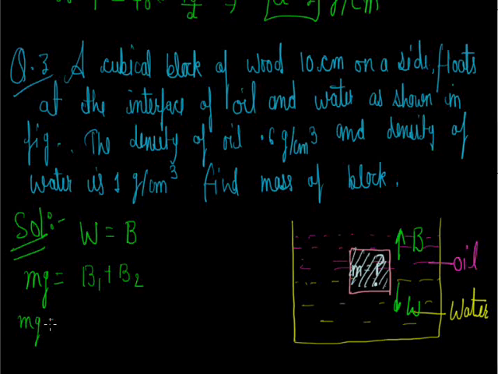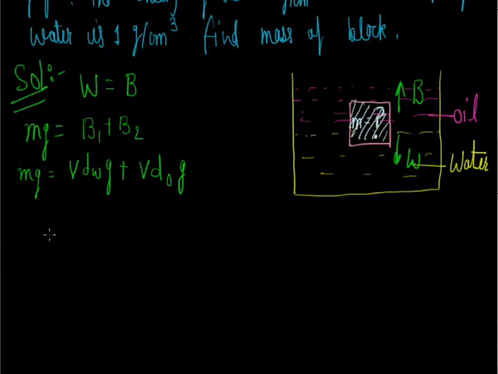So mg can be written as VdG: V is the volume of the block, d is the density of water, plus, for finding the buoyant force applied by oil, V the volume of the object, which will be the same for both cases, and density of oil, g. Now g will cancel out from both sides, so m will be volume 10 into density of water, which is 1, plus volume into density of oil, which is given in the question as 0.6.